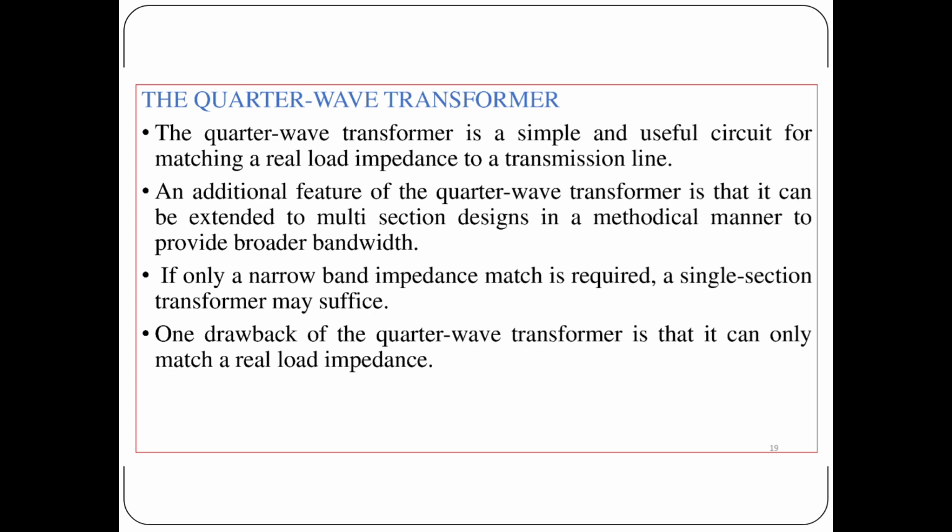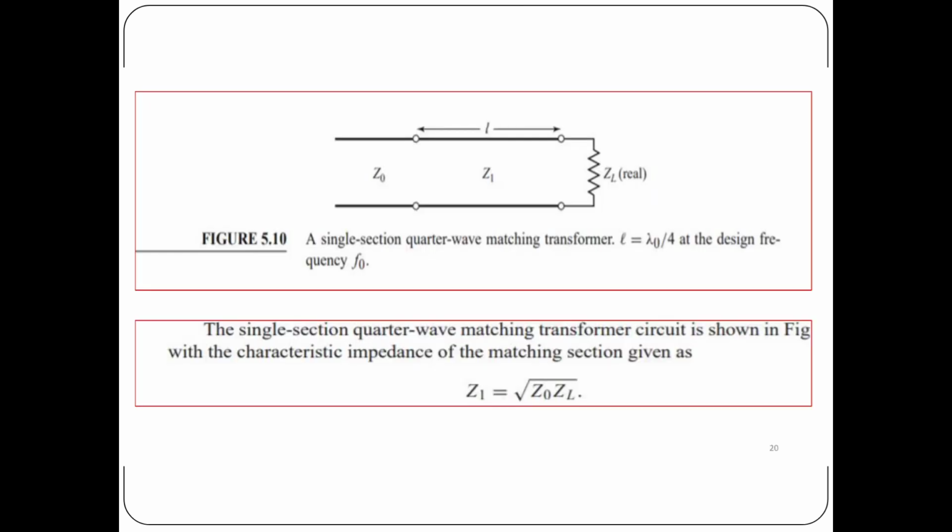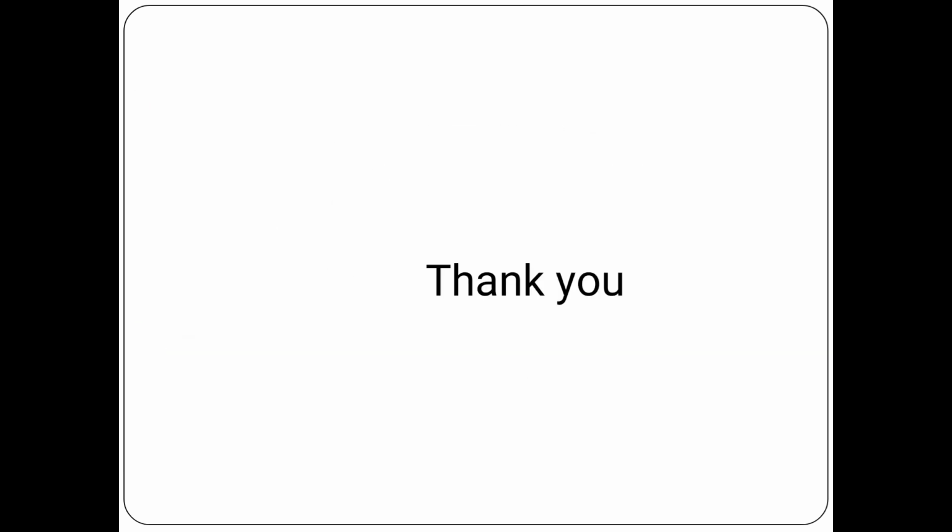Quarter wave transformer. The quarter wave transformer is simple and useful for matching real load impedance. An additional feature of the quarter wave transformer is that it can be extended to multi-section design in a systematic manner to get broader bandwidth. If a narrow bandwidth is required, a single section transformer is sufficient. One drawback is that the quarter wave transformer can be used only to match a real load. So a single quarter wave transformer is used with Z1 equal to the square root of Z0 times ZL.